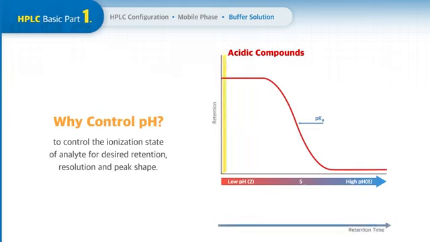For acidic compounds, if the pH is below pKa, the analyte gets more hydrophobic and is retained longer. At the pKa range, small changes in pH will lead to large changes in retention, and so in resolution. And if the pH is above pKa, the analyte gets less hydrophobic and is eluted faster.